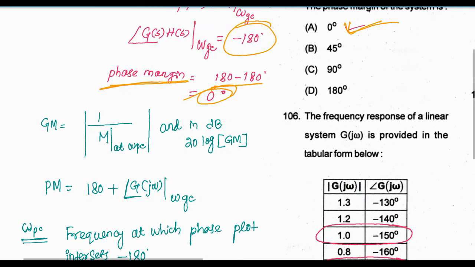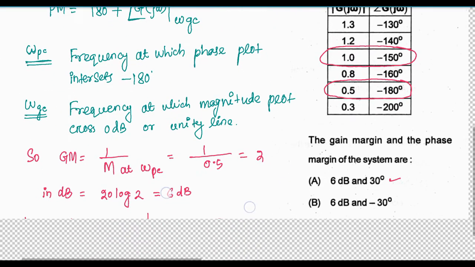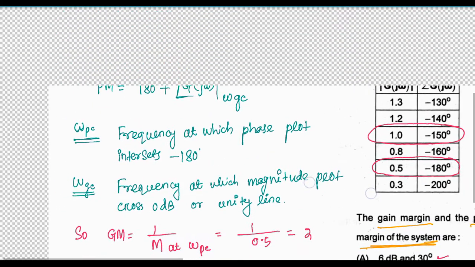Next question is, the frequency response of a linear system G(j omega) is provided in tabular form below. It is asking for the gain margin and phase margin of the system.